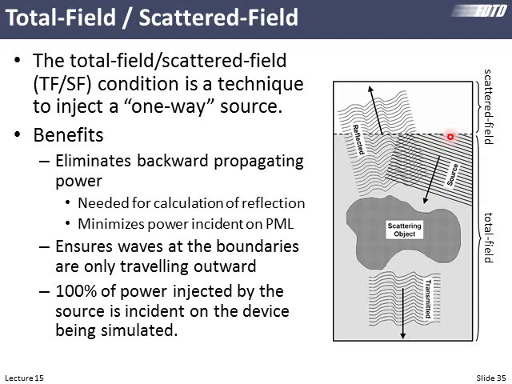Think of a laser pointer. It just shines in one direction. It doesn't really shine any light backwards. So up here is the scattered field region, and down here is the total field region.